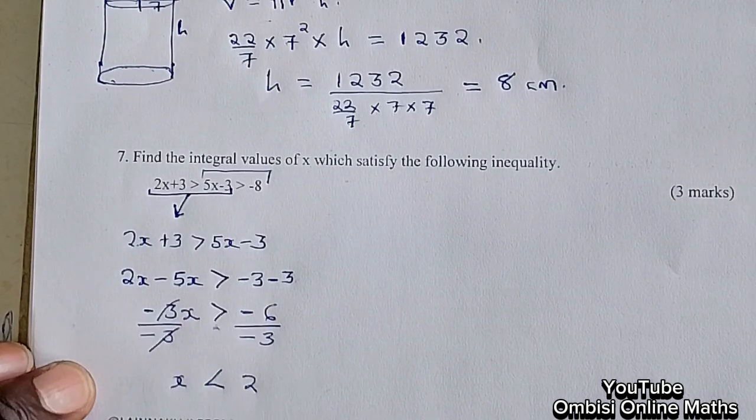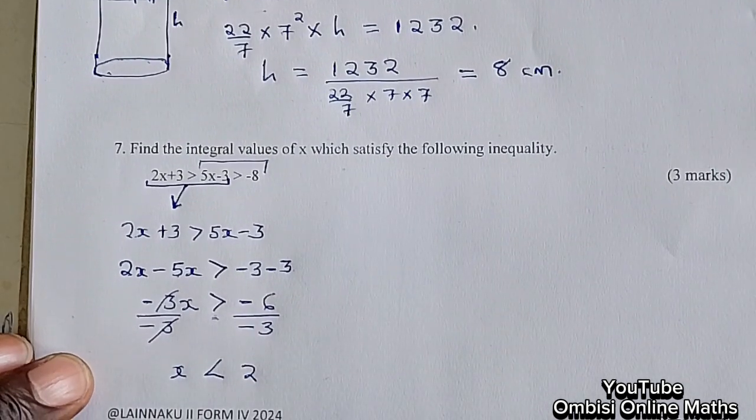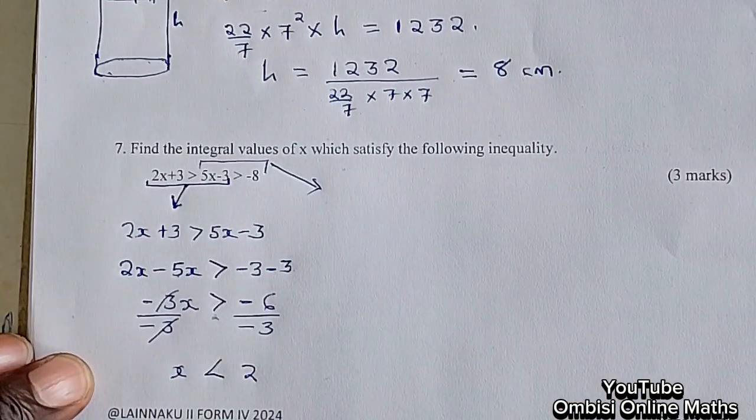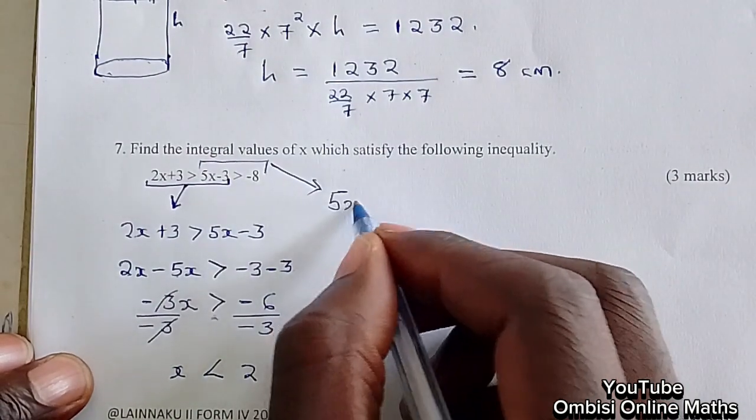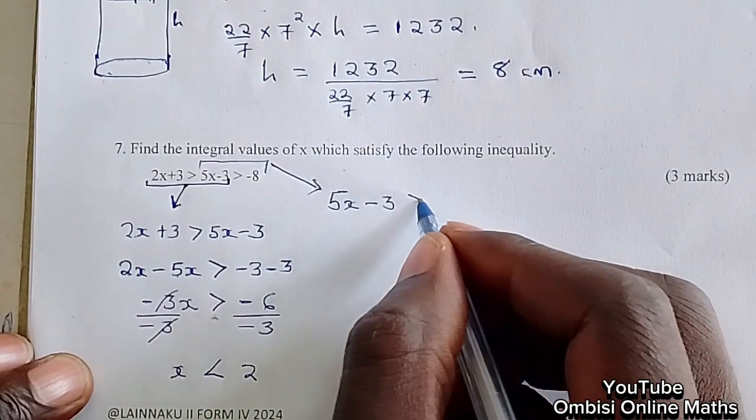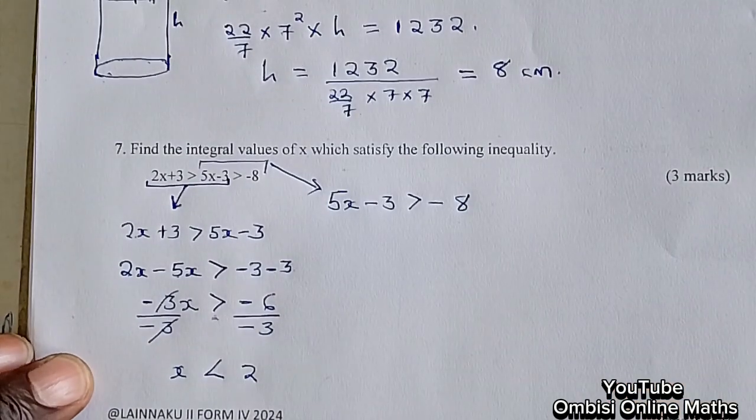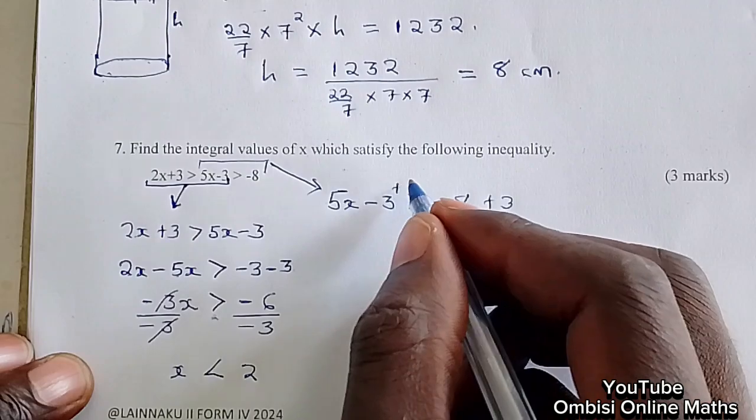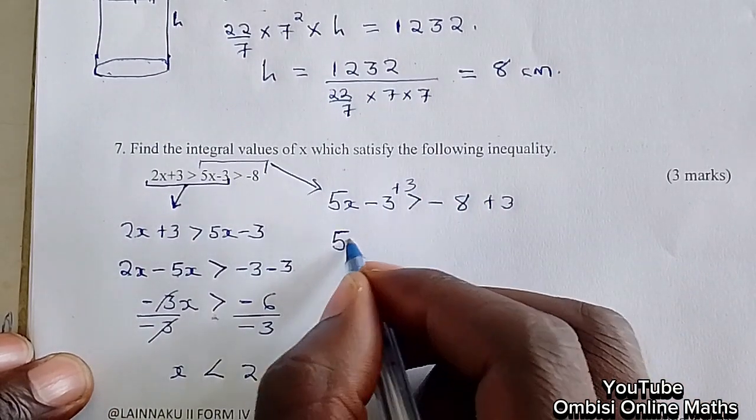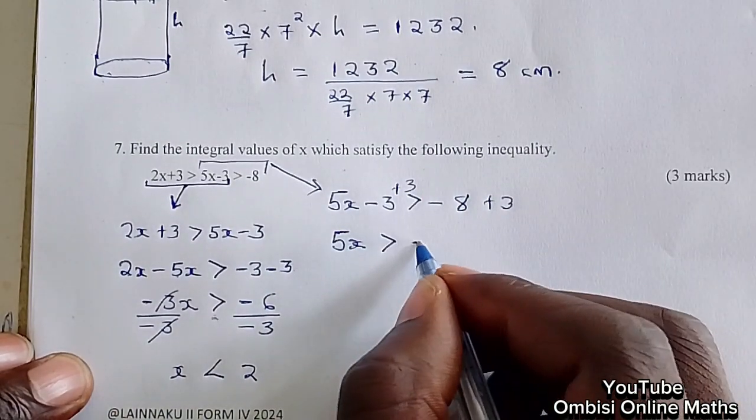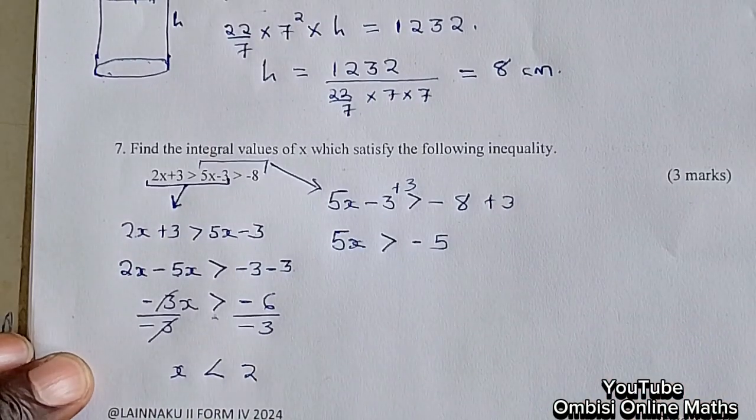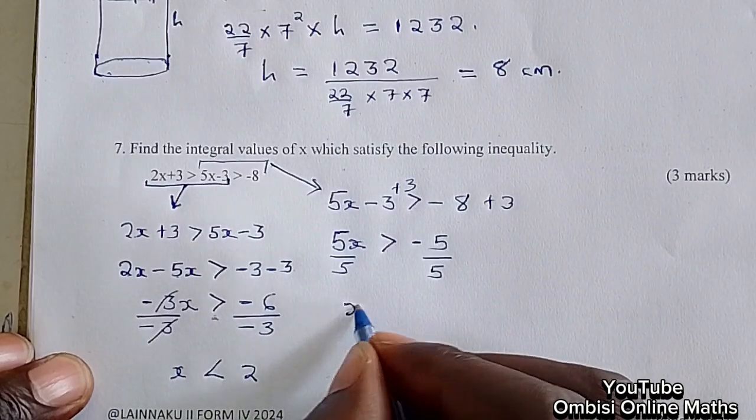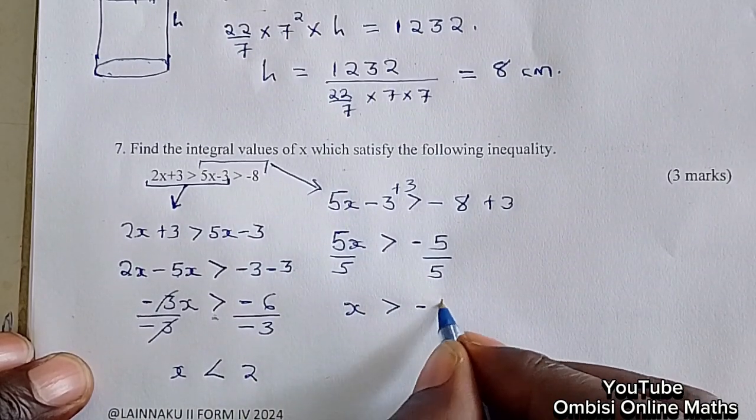So x is going to be less than 2. That is the first inequality. Now, the second inequality: 5x minus 3 is greater than negative 8. Add 3 on both sides, and you have 5x is greater than negative 5. Divide both sides by 5, and you end up with x is greater than negative 1.